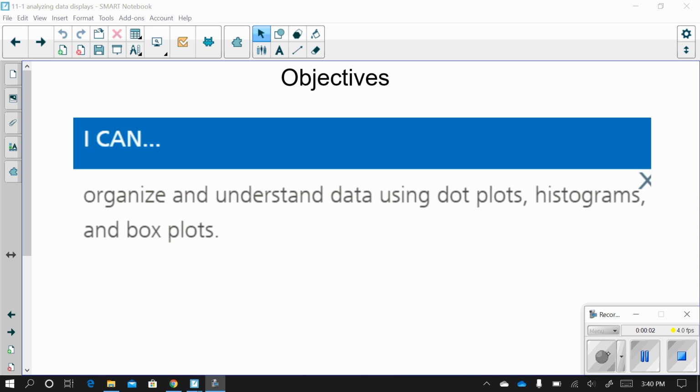Hey guys, so today we're going to start getting into chapter 11. Chapter 11 is all about statistics. There's some neat things in here and some things that I don't know why they threw in chapter 11, but let's see what we get into with 11.1.